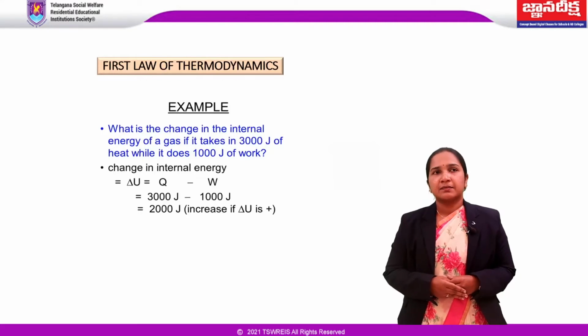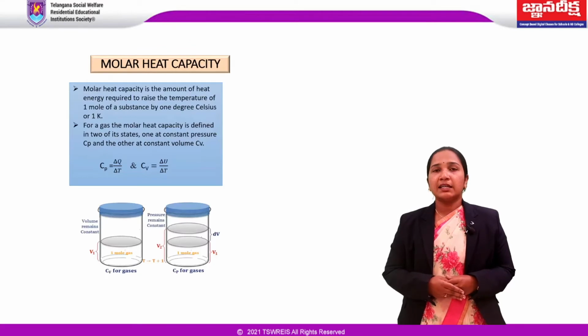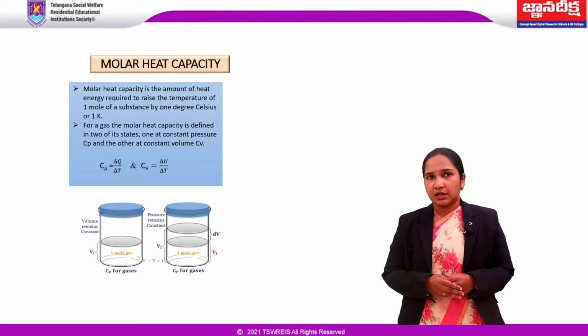So let's study molar heat capacity. Molar heat capacity is the heat required to raise the temperature of 1 mole of gas by 1 degree Celsius or 1 Kelvin. The heat capacity of a gas in two states is different, one at constant pressure and the other at constant volume. So Cp is equal to delta Q by delta T and Cv is equal to delta U by delta T.